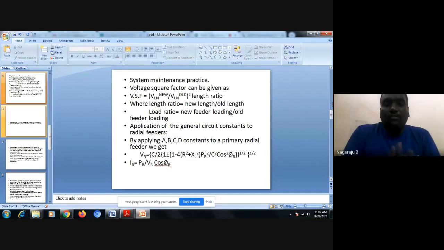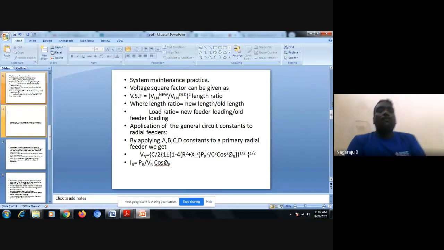Feeder loading is decided by the Olds-Square factor. The Olds-Square factor is the multiplication of the load ratio and the length ratio. Load ratio is new feeder loading to old feeder loading. New feeder loading is the square of the line-to-neutral new voltage level to the square of the line-to-neutral old voltage level. This is about the load ratio. And length ratio is nothing but the new length to the old length. Is it okay?